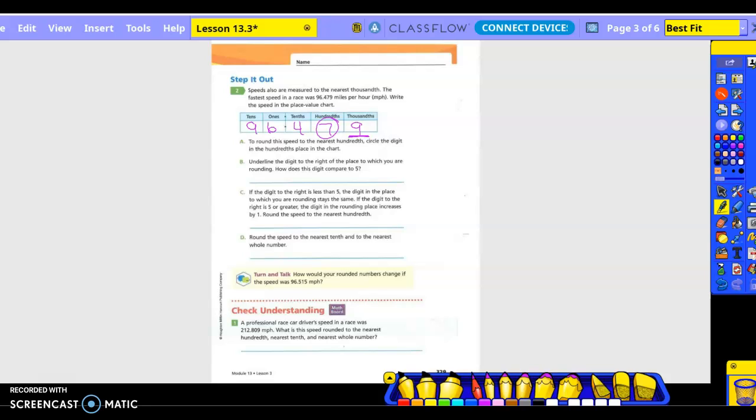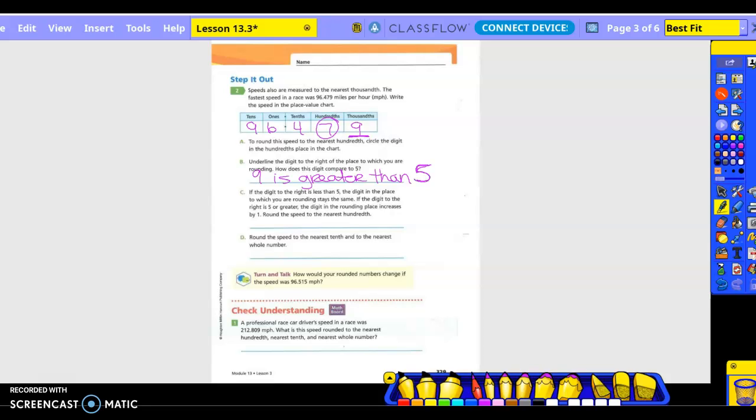9 is greater than 5. Usually when they say compare, guys, that means they want you to use greater than, less than, or equal to. Okay. My 5 kind of looks like this. Okay.